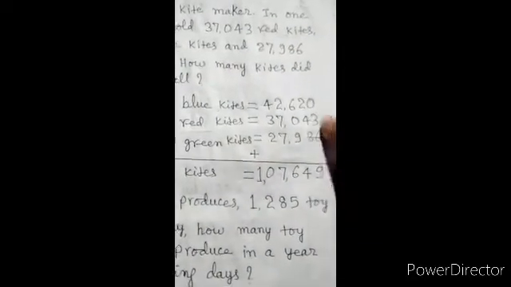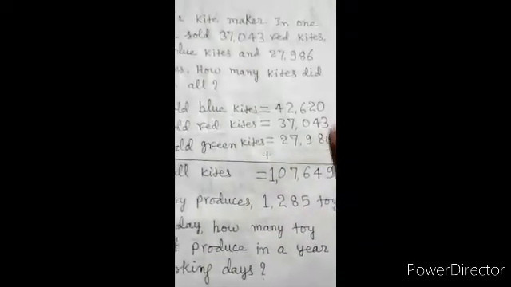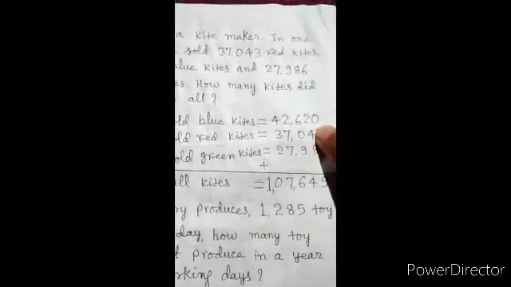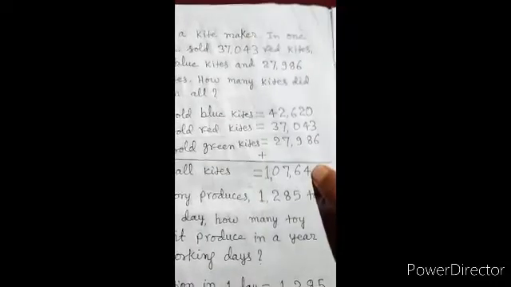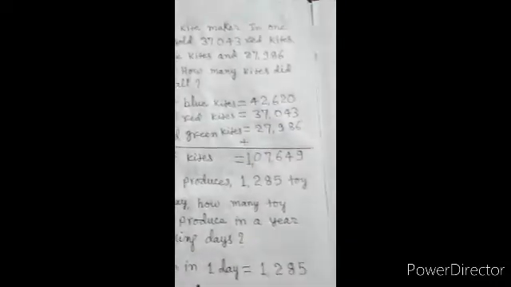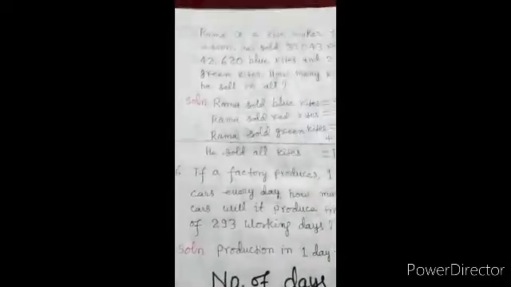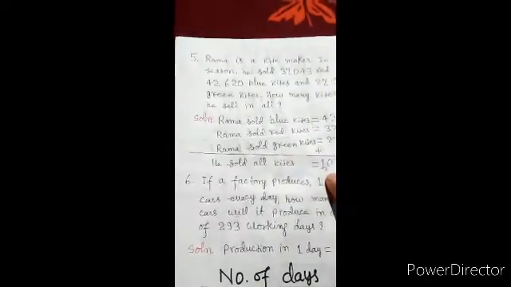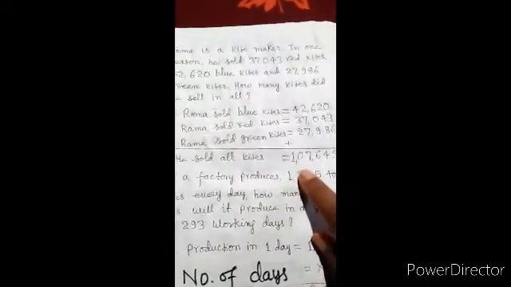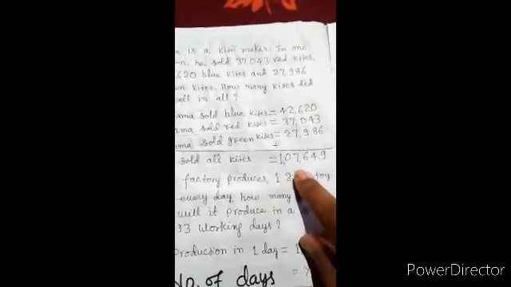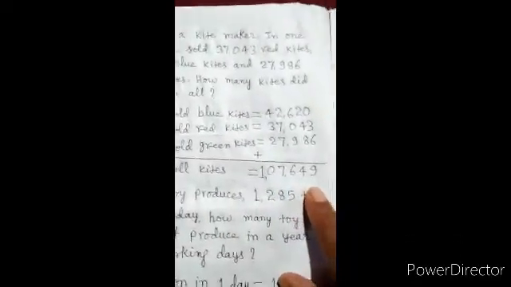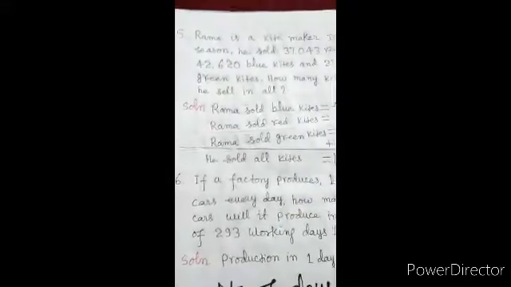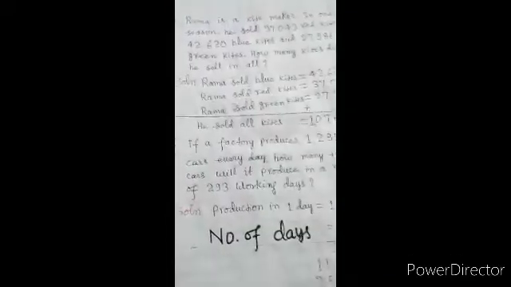3 plus 6, that is 9, plus 0, that is 9, and so on. We will add it. 2 plus 4, that is 6, plus 8, that is 14, and so on. In this way we will have to add, and finally we get he sold all kites, that is 1,07,649. Now try to understand the next question.